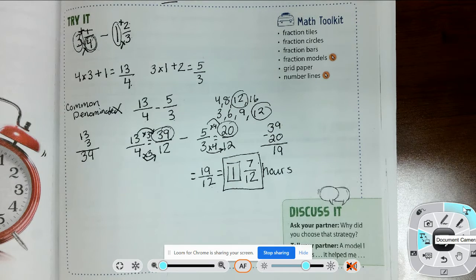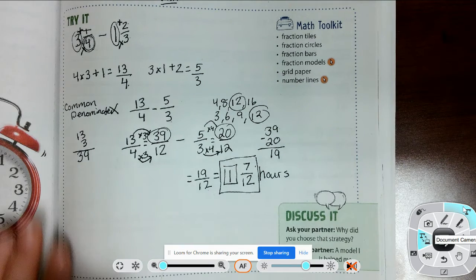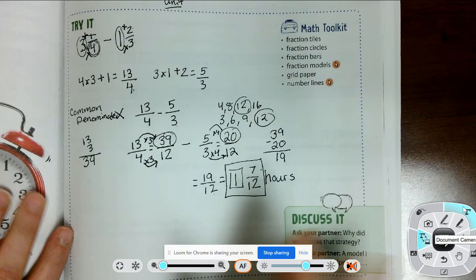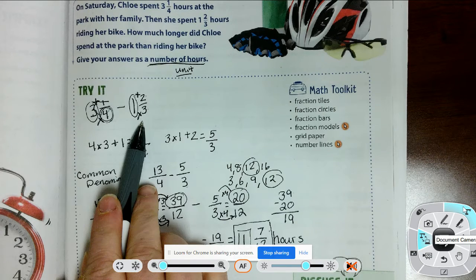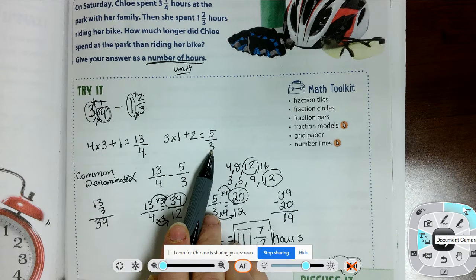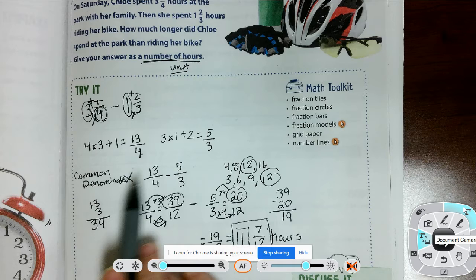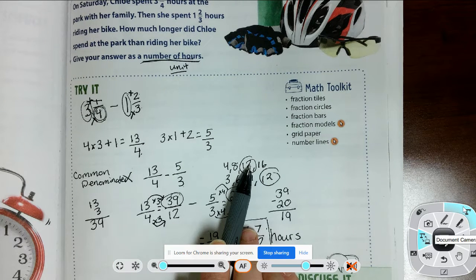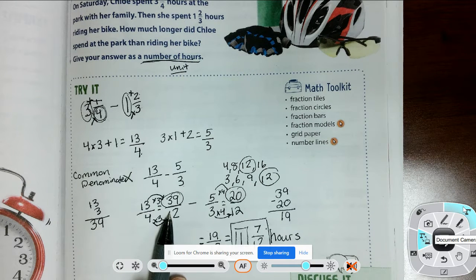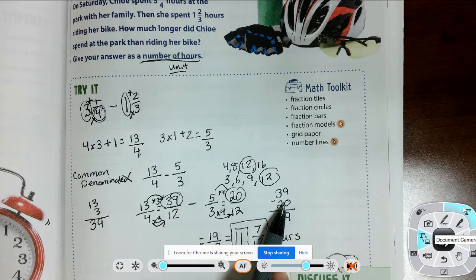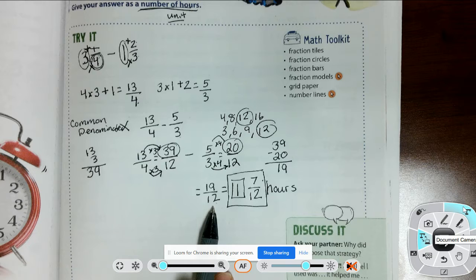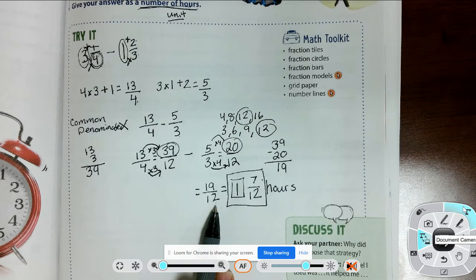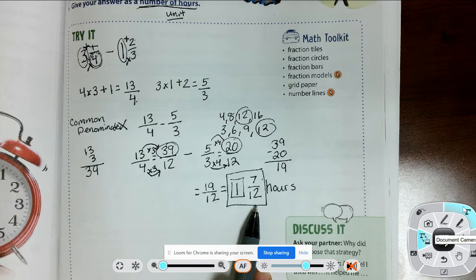Whew, lots of steps. So to review, I took these numbers and I turned them into improper fractions. Then I found my common denominator, which was 12. Changed the numerator so that they were equivalent fractions. I subtracted. I got 19 over 12. Can't use that as an answer because it's an improper fraction. So I turned it into a mixed number.